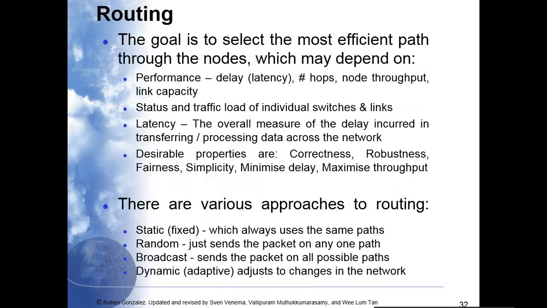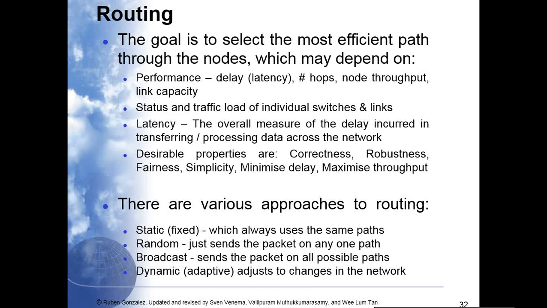So for routing, the goal is to select the most efficient path through the nodes, and that can depend on a lot of different factors. Performance, so delay, latency we talked about previously. This is where latency comes in. Number of hops, how many steps you have to go through, how many machines. The node throughput, how busy these particular machines are and how much they're able to put through in any particular time period. The link capacity, how big the links are, how fast they are, whether they fall over a lot, that kind of thing. Status and traffic load of individual switches and links. Latency, the overall measure of the delay incurred in transferring or processing data across the network.